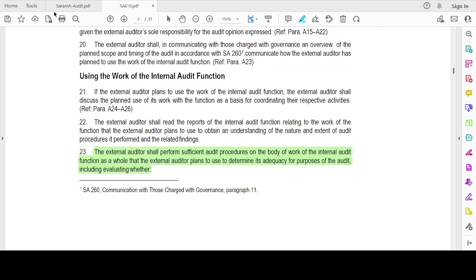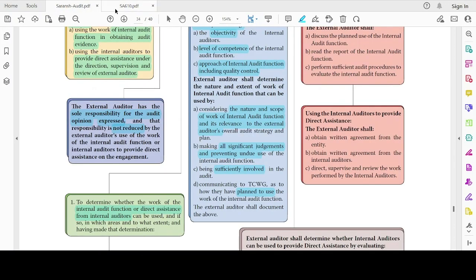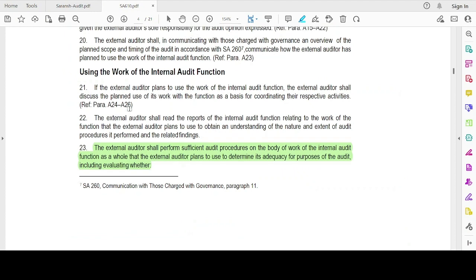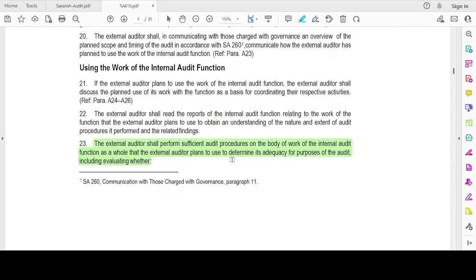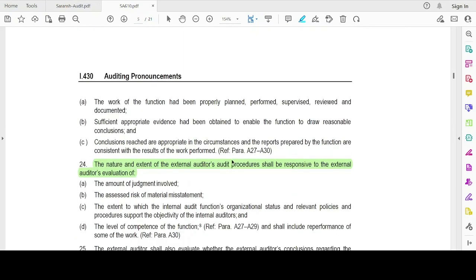using the work of the internal audit function. The external auditor shall perform sufficient audit procedures on the body of the work of the internal audit function as a whole, which the external auditor plans to use, to determine its adequacy for the purpose of the audit, including evaluating whether the work was properly planned, performed, supervised, reviewed, and documented. I have to check. It is like a systematic and disciplined approach, right?